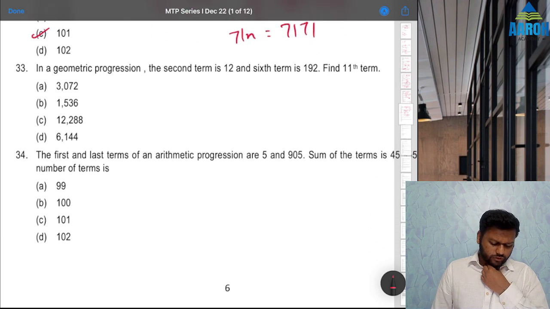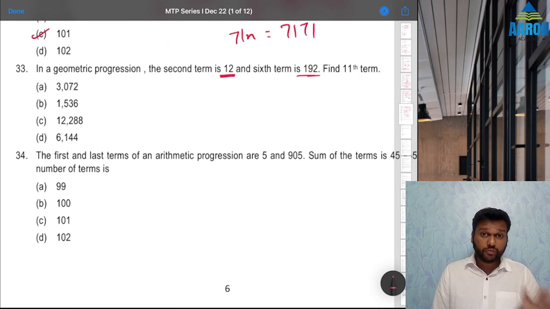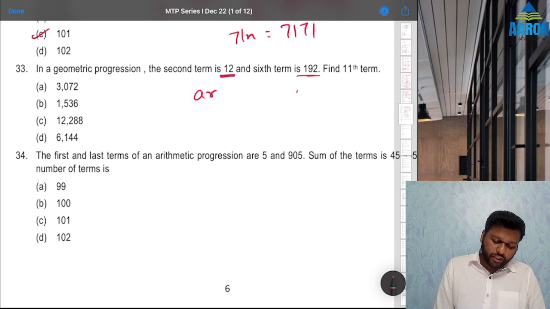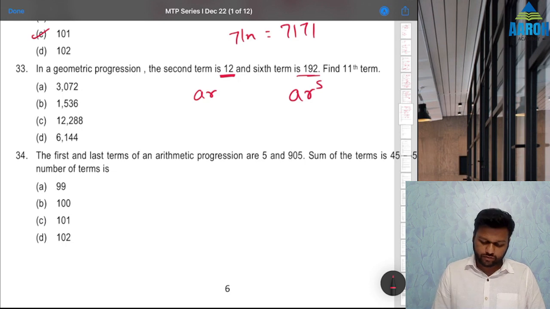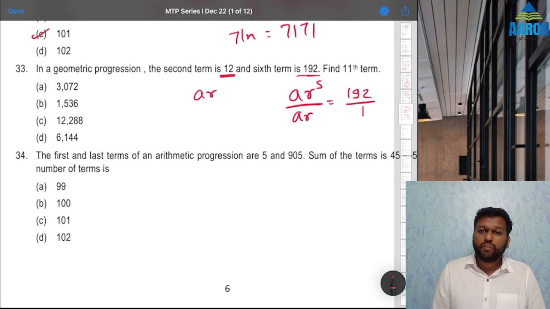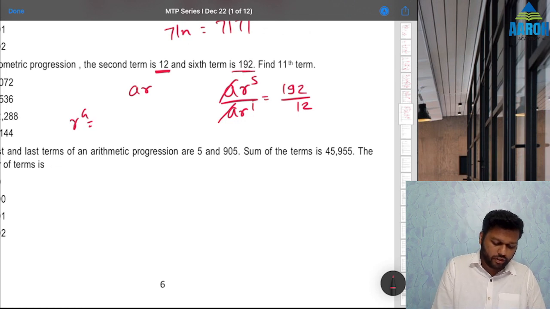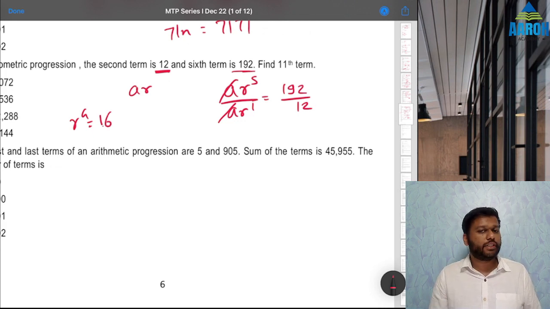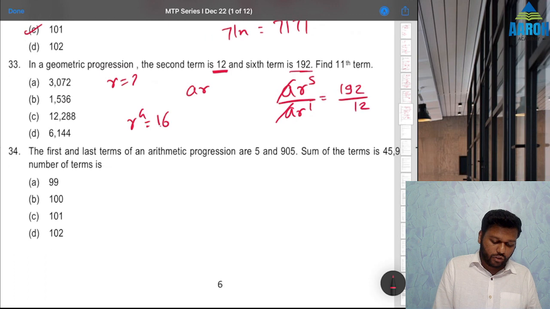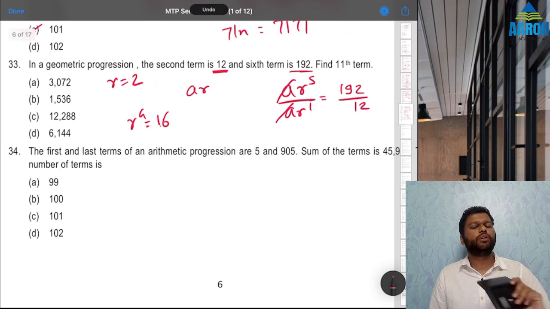Next, 33. In a GP, the second term is 12, the sixth term is 192. The second term is AR, because AR raised to n minus 1. The sixth term is AR raised to 5. So if we divide the sixth term by the second term, that is 192 by 12, we should get A cancelled. R raised to 5 upon R raised to 1 is R raised to 5 minus 1. So R raised to 4 is 192 by 12, 16. We know that 2 raised to 4 is 16, right? So R is 2. It can be minus 2 also, but none of the options are negative, so let's ignore that.